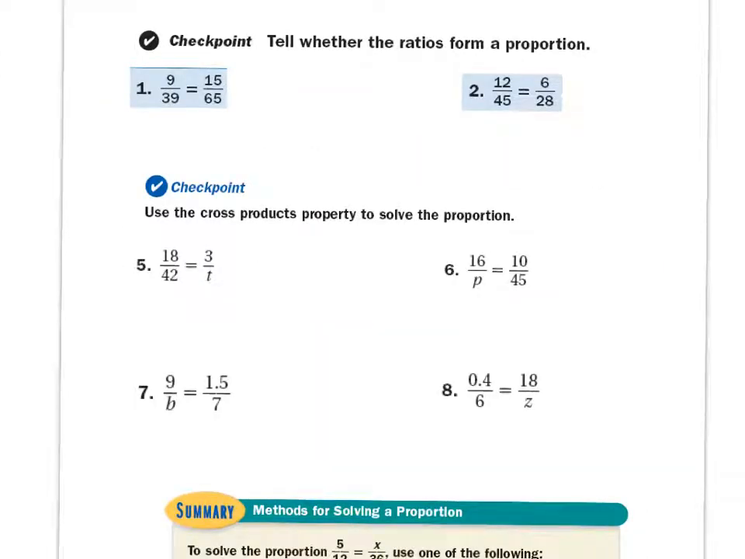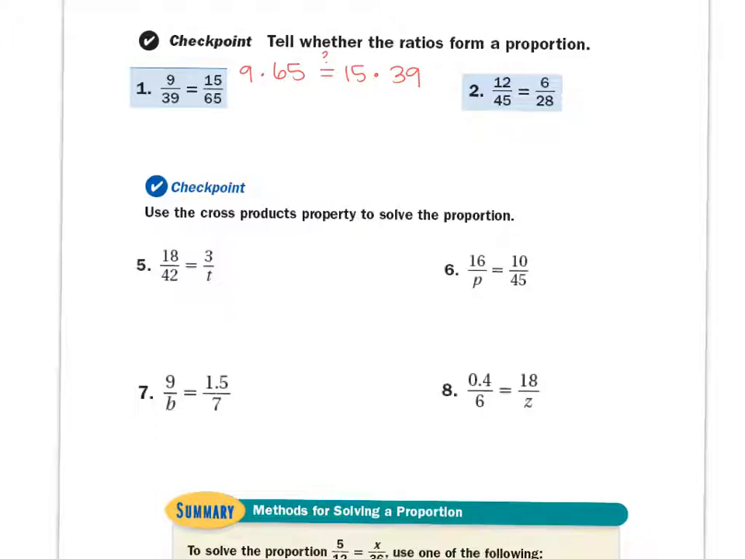The first couple problems ask us to tell whether the ratios form a proportion. And so all we're going to do to test that is to determine if the cross products are equal. So in the first problem, 9 and 65 are the cross products and 15 and 39. So we're going to ask the question, does 9 times 65 equal 15 times 39?